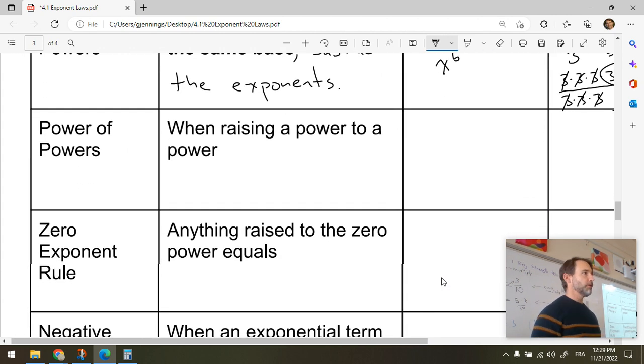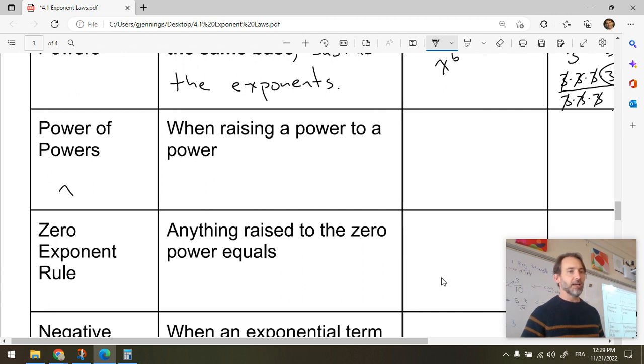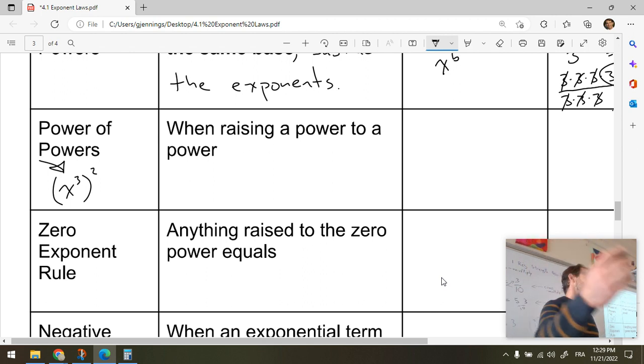Next is power of a power. These are situations that might look like this, where I have x to the 3 raised to the power 2. So if I'm raising a power, this is a power here. Remember, a power is a base raised to an exponent. So if I raise that power to another power, then I need a rule for that. Anyone remember this one? No one remembers this one.